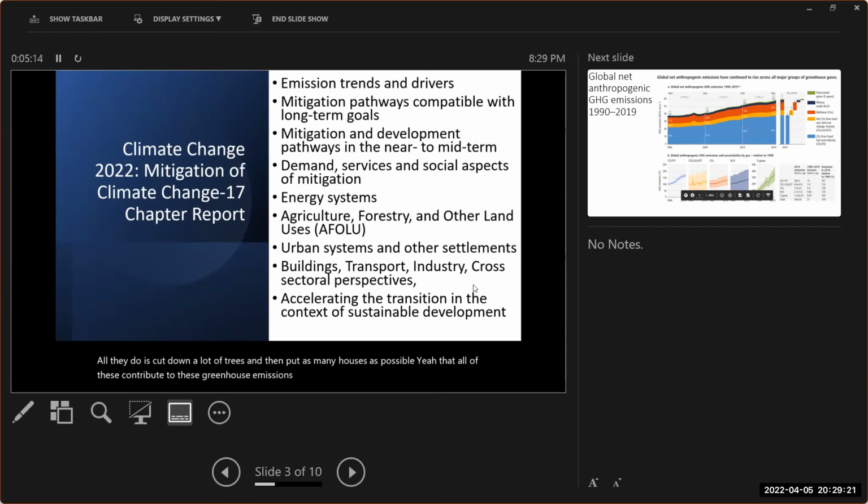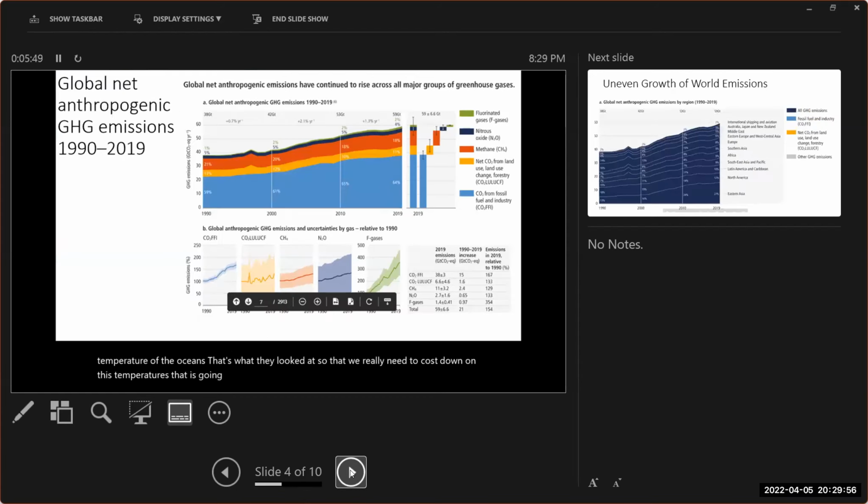Buildings, transport, industry, cross-sectoral perspectives, accelerating the transition in the context of sustainable development. The whole idea is we should all think smart and ask how we are going to slow down this rate of increase, especially in the temperature of the oceans. That's what they looked at. We really need to cut down on these temperatures that are rising globally in the world.